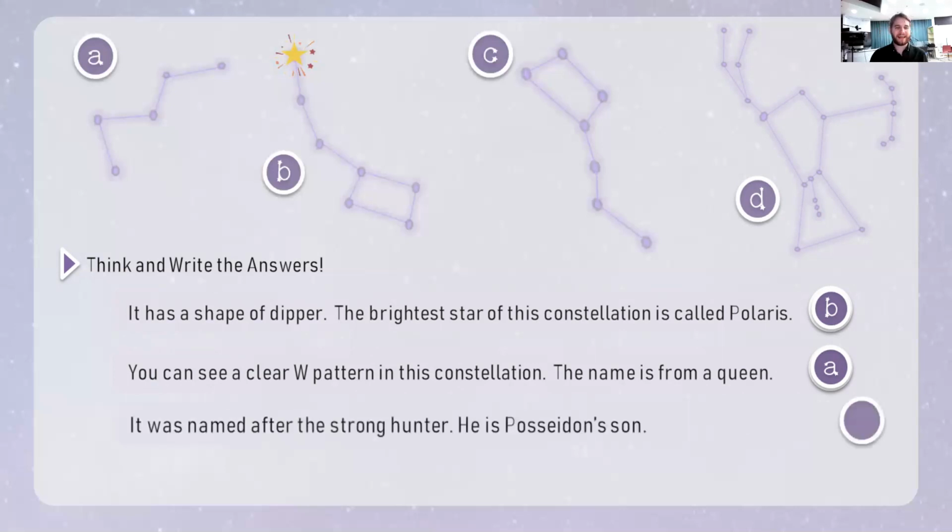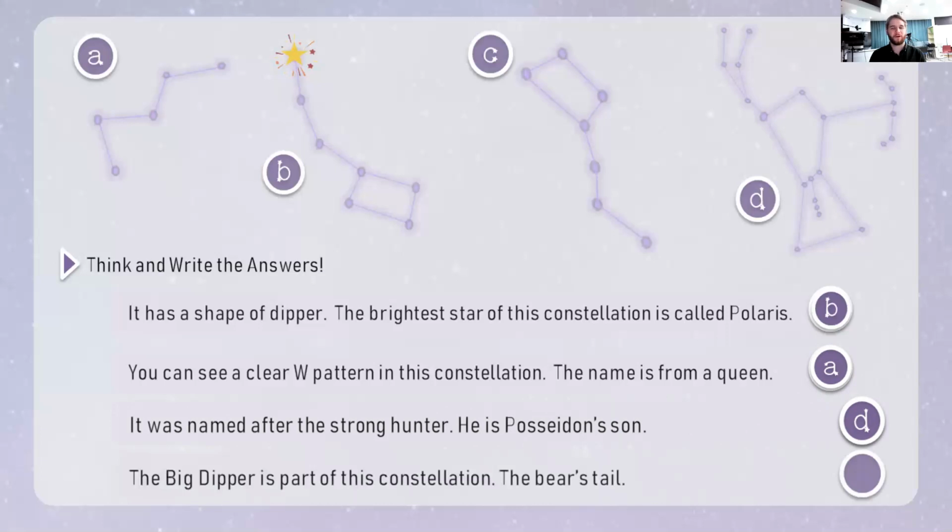The next one, it was named after the strong hunter. He is Poseidon's son. Which letter is this? Letter D. And his name was Orion, Poseidon's son. All right, last one, of course, very easy. The Big Dipper is part of this constellation. It's the bear's tail. Of course, we can see its letter C. Do you remember the name? The name is Ursa Major, or the Big Bear, right?